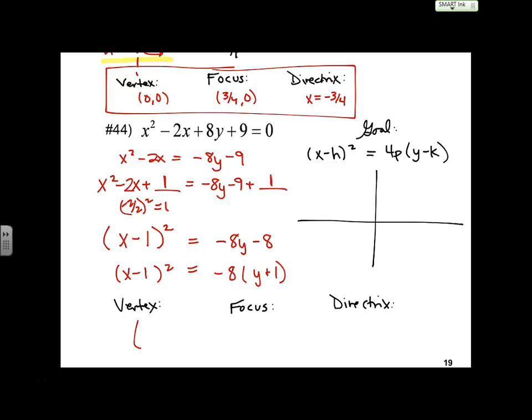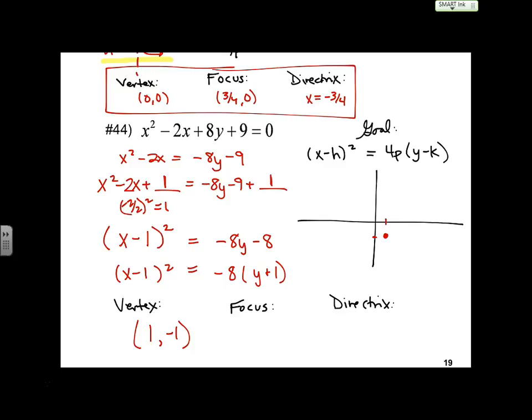What's H and K, guys? Careful with the X and with the Y. So I'm going to go ahead and graph my, let's see, negative 1, nope, 1, negative 1, it's the same thing. Okay, I have my vertex.